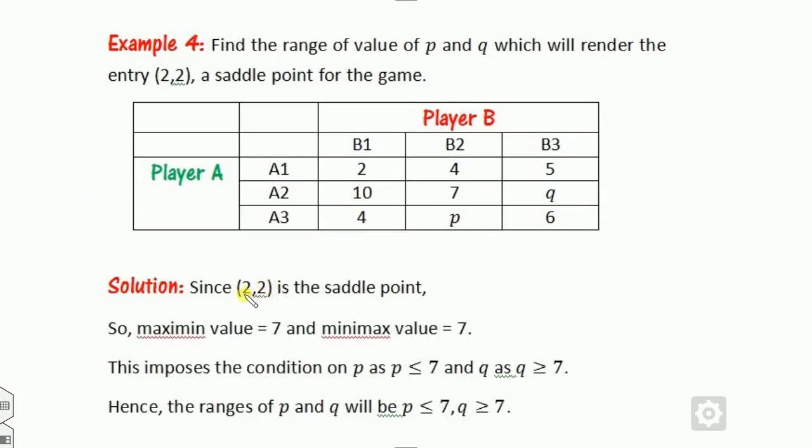So look at their solution. Since 2, 2 is a saddle point, the maximin value and, since the saddle point is given, the maximin must be less than or equal to the minimax. The maximin and minimax are both given to be 7, 7. So I have calculated here 2, 7 or either 4 or P. The maximin is 7, and so the value of P is less than or equal to 7 and Q must be greater than or equal to 7. So this is the way to solve saddle point problems.